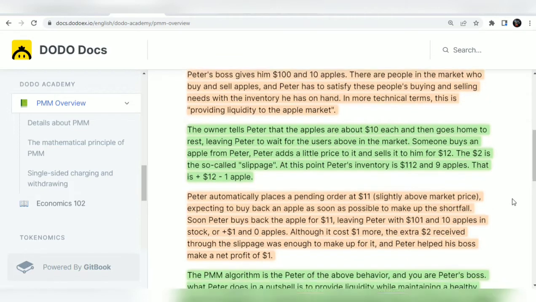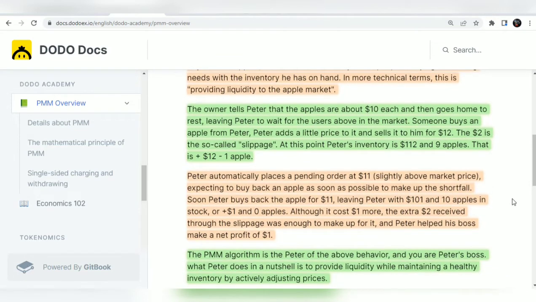Peter automatically places a pending order at $11, which is slightly above the market price of $10, expecting to buy back an apple as soon as possible to make up for the shortfall. As soon as Peter buys back the apple for $11, this leaves Peter now with $101 and 10 apples in stock. Although it costs $1 more, the extra $2 received through the slippage was enough to make up for it, and Peter helped his boss to make a net profit of $1.